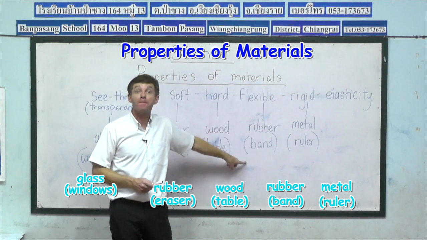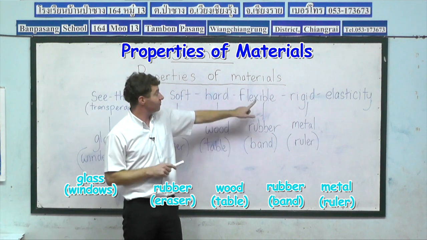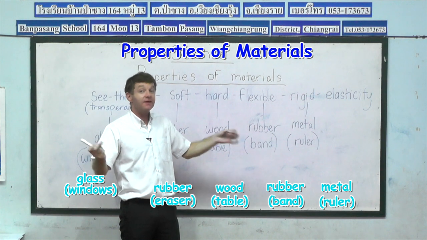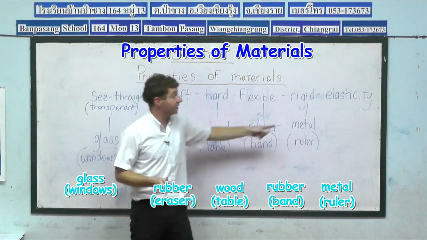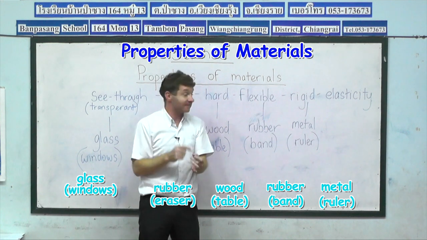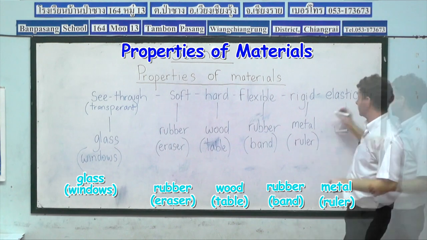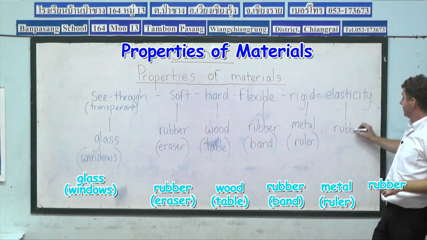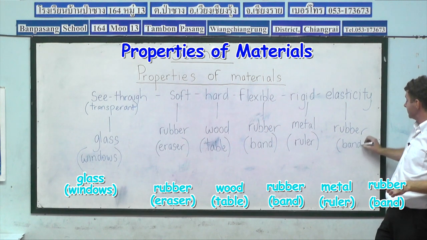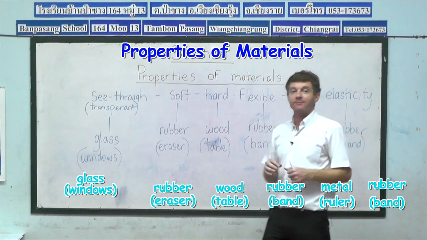Rubber. Rubber band. So it shows how the rubber band, because remember, first test, is it flexible? Can we stretch it? The answer was yes. And then, did it return back to its original shape? Yes, it did. So that shows elasticity too. B-A-N-D. Now this is a good example of a recap of what we've learned so far.